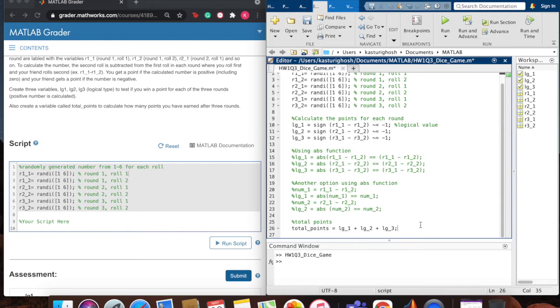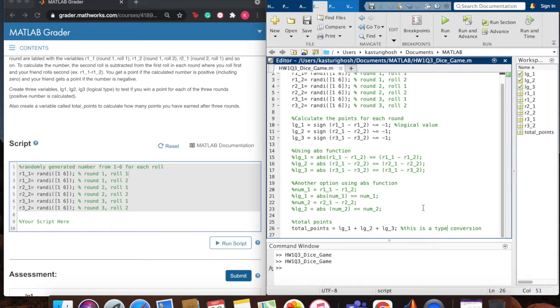And this would work. Why? Because LG1 would be 1 if I win. Therefore, it would add 1 to total points. However, if I lost, then LG1 would be 0 and it would not add anything to total points. And another thing to keep in mind is these logical values would get typecasted. So this is a type conversion. MATLAB will automatically convert my logical 1s and 0s to double 1s and 0s since I am performing an arithmetic operation on all of them. I am using the plus operator. All right. Okay, I'm going to run this solution again.